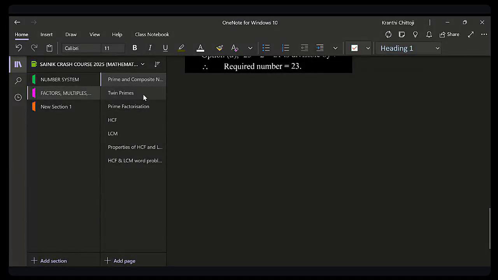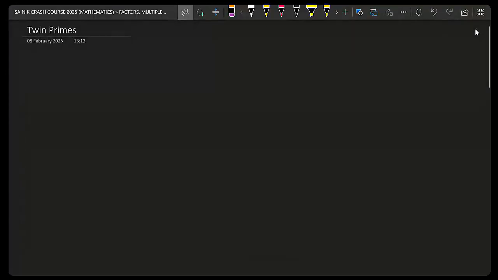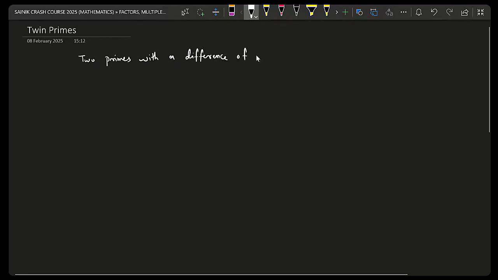We had a discussion of twin primes. I'm going to repeat that once again. What are twin primes? Twin primes means two numbers that should both be prime numbers with a difference of 2. They are called twin primes.